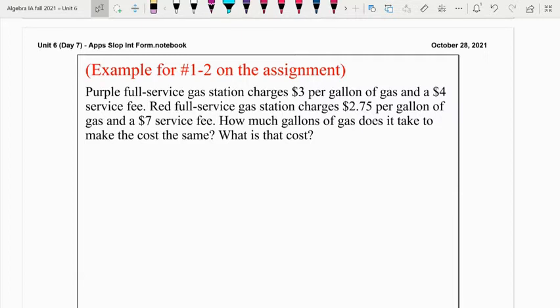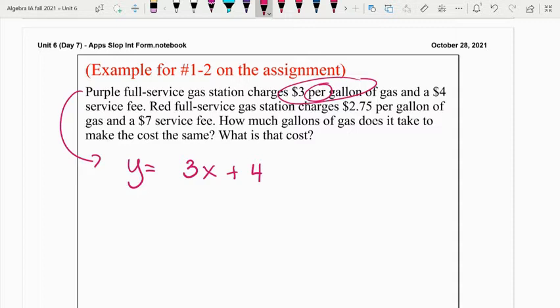All right, Purple full service gas charges $3 per gallon of gas and a $4 service fee. So let's write an equation for Purple. That's going to be y equals, your slope is $3 per, and you see that word per, that's going to be a division type thing. So 3 per gallon of gas, let's put that as x, plus a $4 service fee. And then let's do Red. Red service fee, let's do y equals $2.75 a gallon, so 2.75x, and then a $7 service fee.